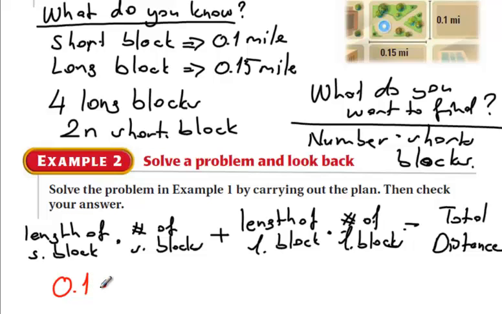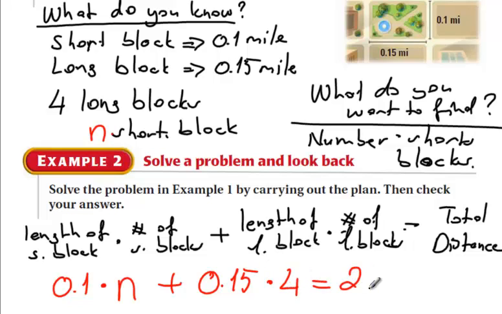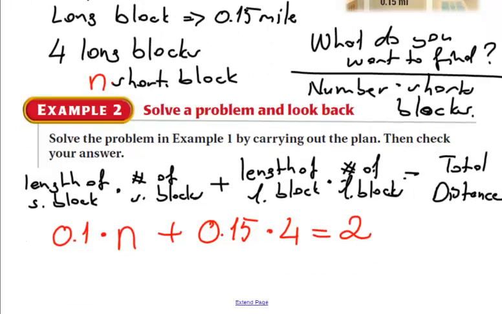and the number of long blocks, so as we said, we need to run 1 time and come back another time, 2 times n. Or we can just say that exactly, right? Because it's asking us how many long blocks we need to run. So I can just put n instead of 2n. So times n plus the length of the long block is 0.15 and the number of long blocks is 4 equals to 2 miles.